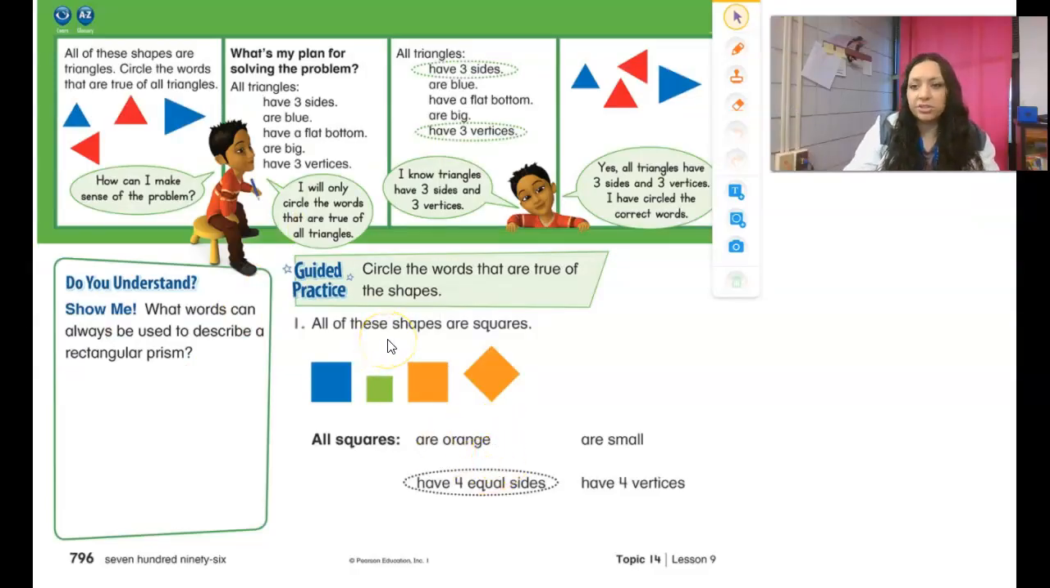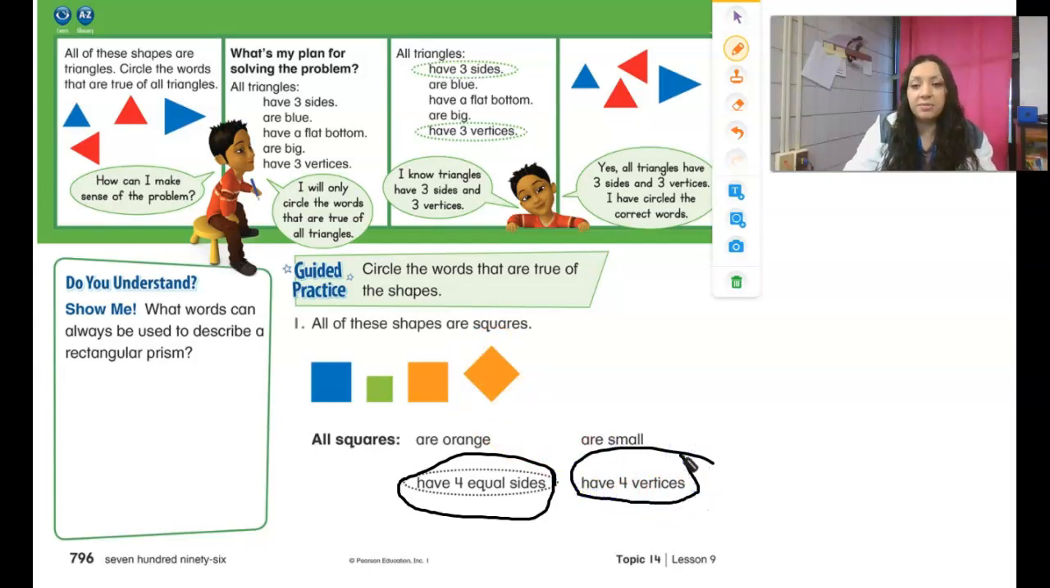All right, so let's try one on our own. So all of these shapes are squares. So we have to figure out which of these sentences are true. Are you ready? Are all squares orange? No, I've got a green and a blue one. Do all squares have 4 equal sides? Yes, so I circle that one. Okay. Are all squares small? No, they can be big or small. Do all squares have 4 vertices? Yes, all squares are going to have 1, 2, 3, 4 vertices. So there's 2 different things that we could circle on there. All right, we're going to try another one.